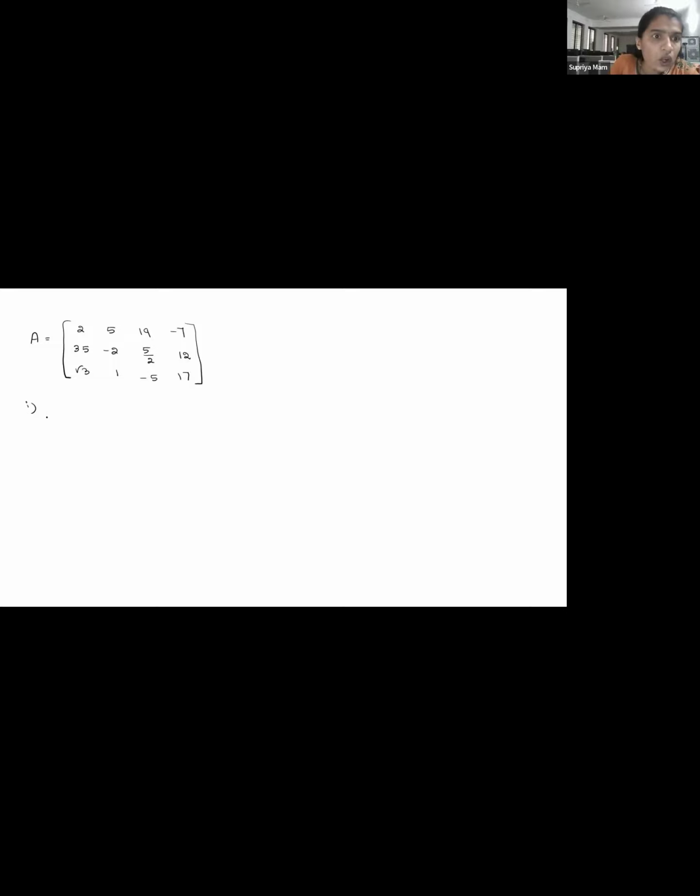first question, order of the matrix. Second question, number of elements. Third question, write the elements a13, a21, a33, a24, a23.